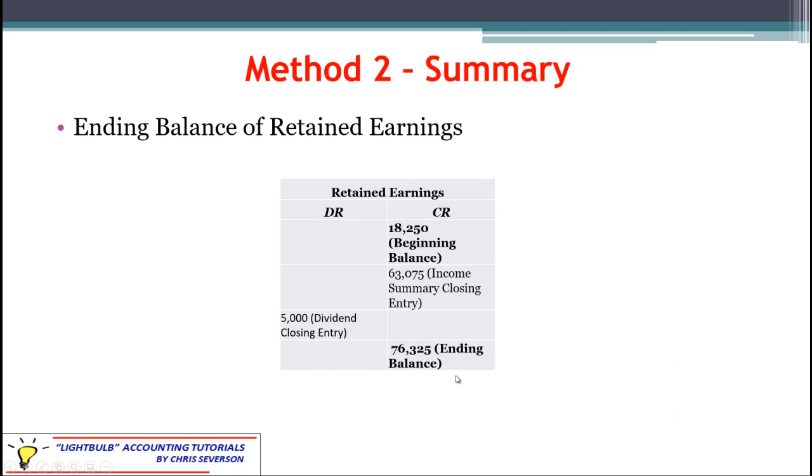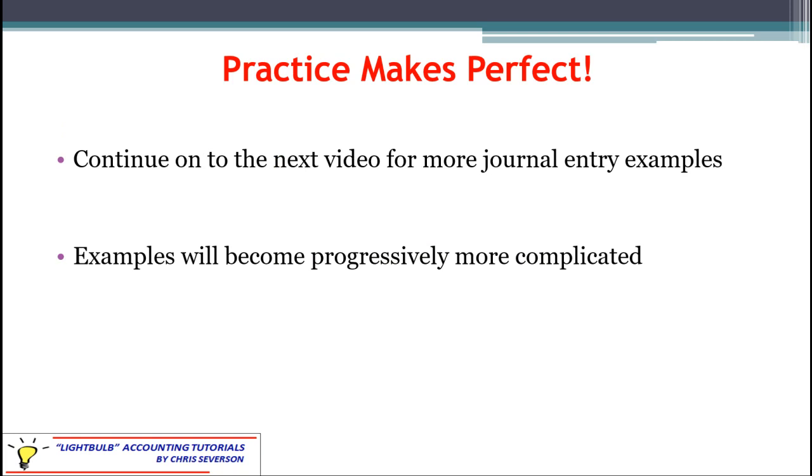The ending balance is going to be the exact same. We started with $18,250. We added $63,075 through a credit. That was our income summary closing entry. We debited, or in this case subtracted, $5,000 out during the dividend closing entry, and we ended up with a $76,235 ending balance. So that takes us through all the closing entries. Hopefully that has helped to clarify this process when you're going through these. It's a pretty straightforward process, but you've got to go through it a couple of times to understand it.